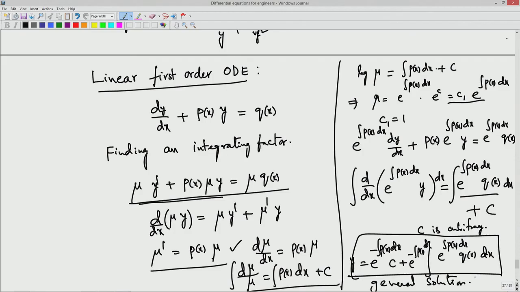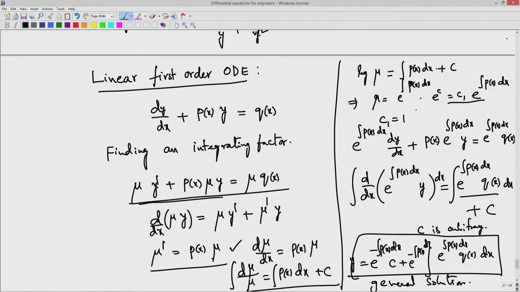So, we will do some examples, and you will see how it can be done. One remark here: when I am doing this integration, I did the indefinite integration for the integrating factor, simply integral. You can also do it by fixing some x naught to x, then this c will not come into the picture if you do the definite integration.